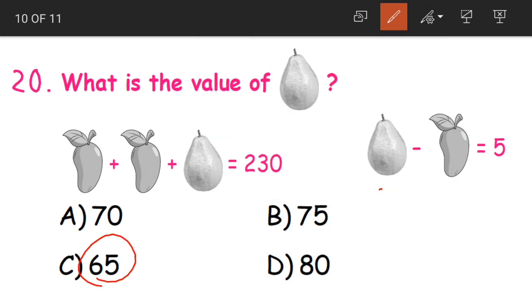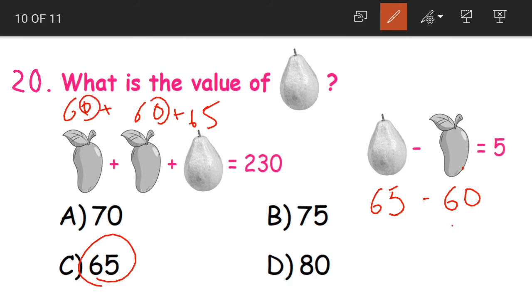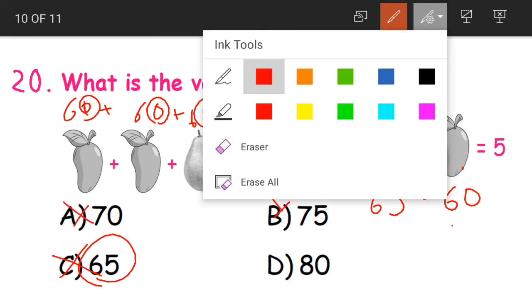Coming to option C, 65. When pear is 65, what will mango be? 65 minus 5, that is 60. So 65 plus 60 plus 60. Okay children? Again adding the digits in the ones place: 0 plus 0, 0; 0 plus 5, 5. But in the sum we are having 0 in the units place. So option C is also not our correct answer.